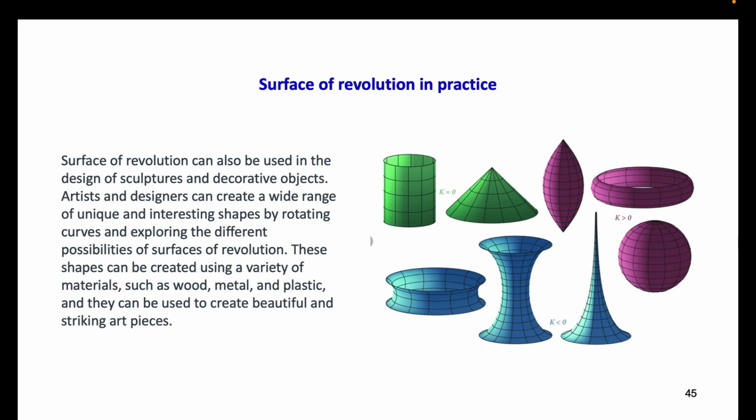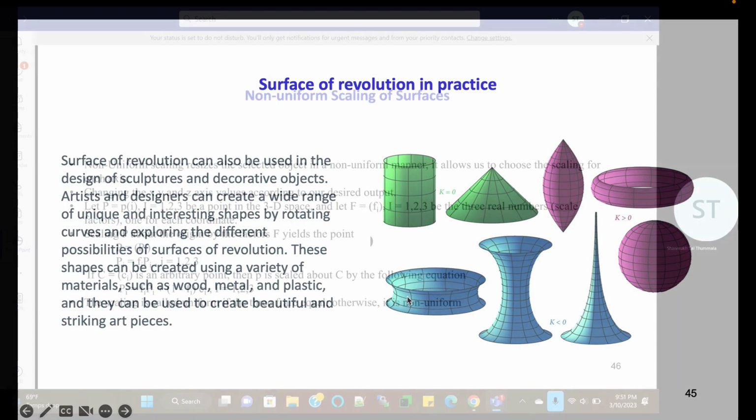So as you can see here, these are all examples of surface of revolution, like the cylinder, the cone. Don't know what this is. This is a torus. This looks like a sphere. These all, which are symmetrical about the axis they are generated around, are examples of surface of revolution.